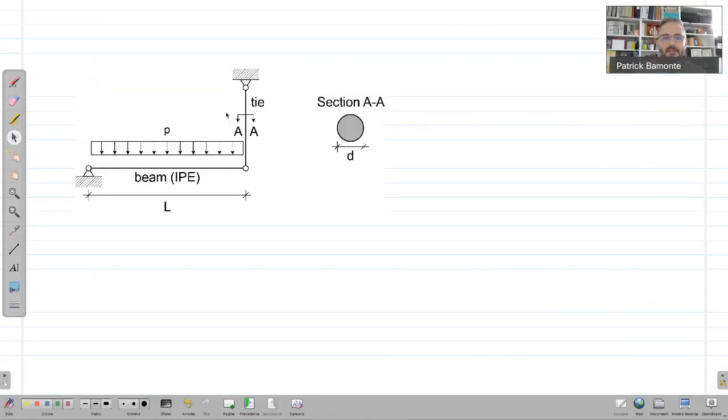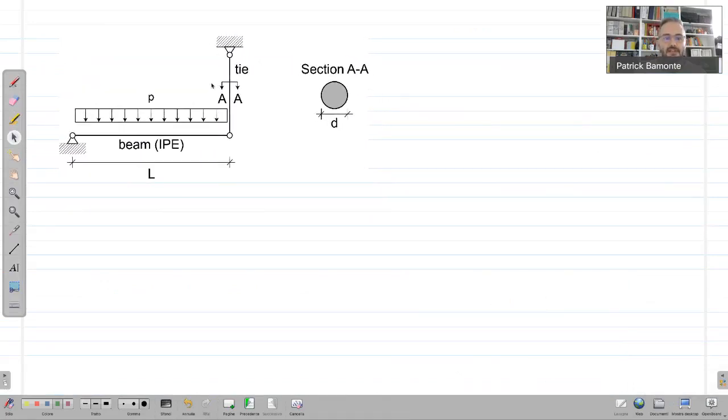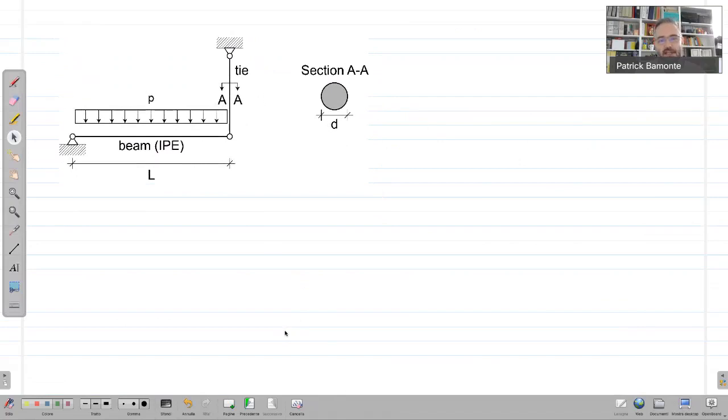There were certain clues given in the text. So we know that the beam is subjected only to shear and bending. And by asking for the tension force in the tie, I'm suggesting that there is no other internal action in the tie other than the tension force.